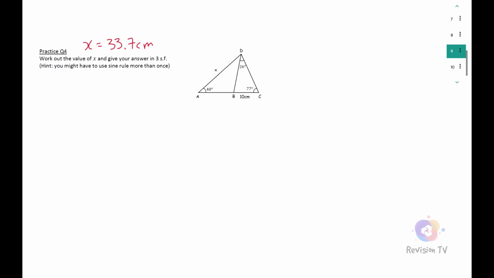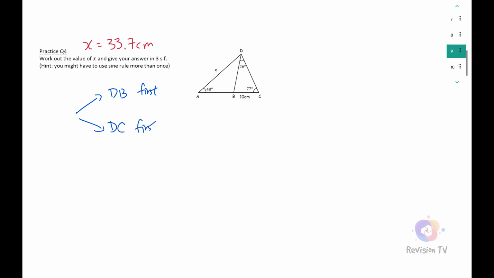Here's the answer. The answer is 33.7 centimeters. If you got it right, well done, you can move on. If you got it wrong, or if you don't understand why you got it wrong, then you can continue and listen to my explanation. First of all, if I want to find x, there are two ways to work it out, depending on which way you found it. Two methods. Method one, you can find dB first. The other one is you can find DC first.